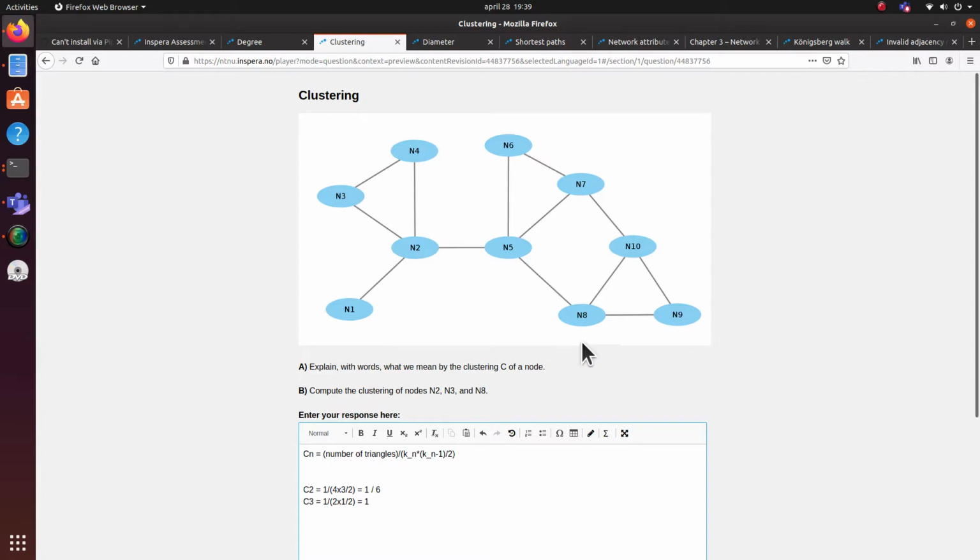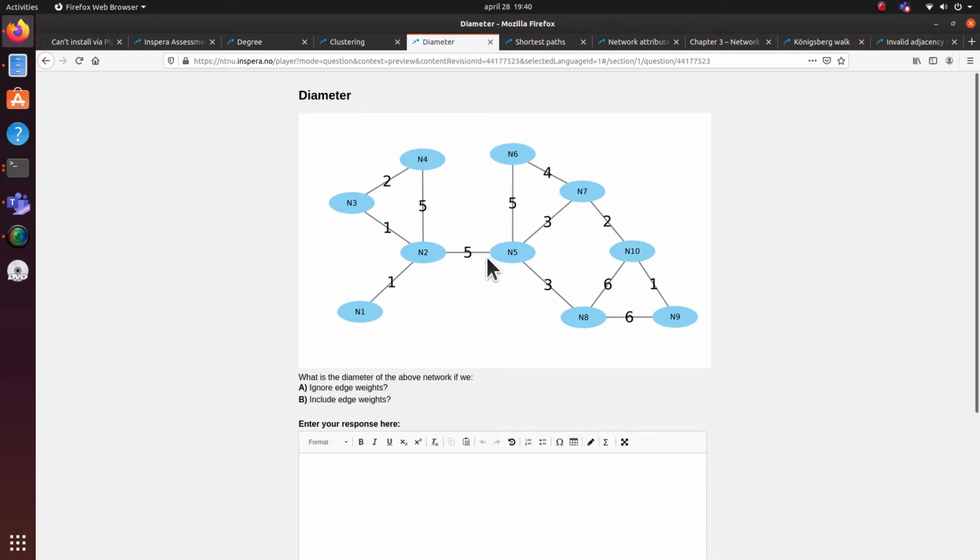And now let's finish off with n8. Well, n8 has, like n2, 1 triangle in its neighborhood. It's this n8, n10, n9. And in addition to that, it has only node 5 as a neighbor. So it has a degree of 3 and one triangle. And that means that C8 equals 1 divided by 3 multiplied by 2 divided by 2, which equals 1/3. And so that would be the clustering for these 3 nodes. Okay, on to the next question.